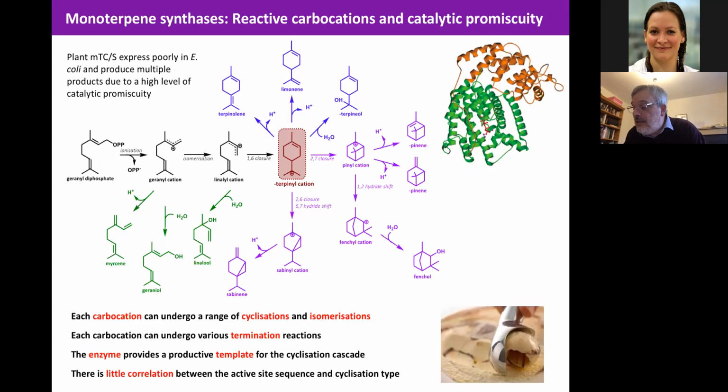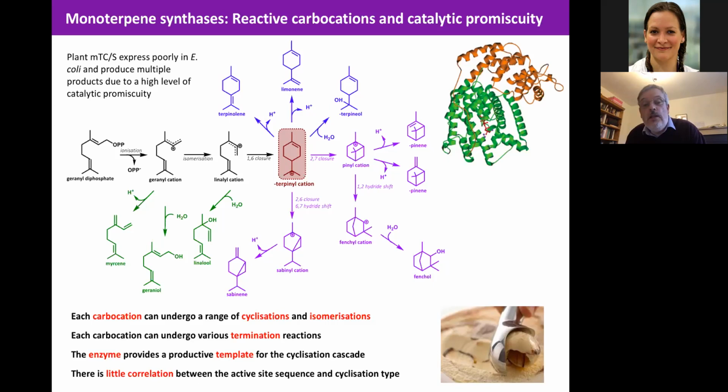And at any point along the reaction cascade, these reactive enzyme intermediates can undergo further chemical reactions, such as intramolecular attack on olefinic double bonds, hydride or proton migrations, and rearrangements to change the structure of the chemical scaffold. Ultimately, the reactive intermediates are quenched by deprotonation or nucleophilic attack by water.